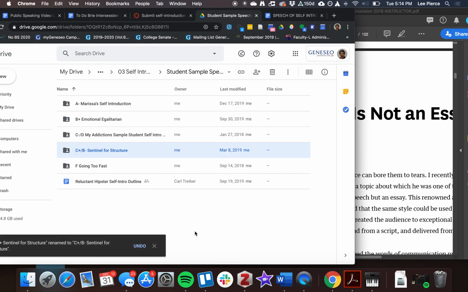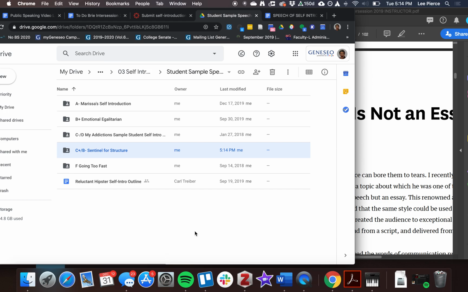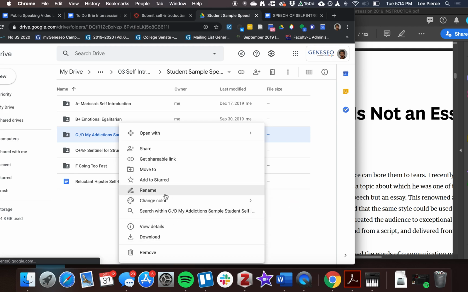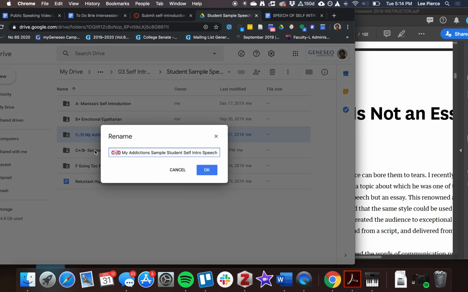I always tell people really great delivery can't save a terrible speech, but really bad delivery can sink a really great speech. So delivery is kind of the factor here. So I always tell people, maybe start with the Sentinel for structure, which is sort of your C plus B minus, that's your passing speech, and start there and then move your way up.